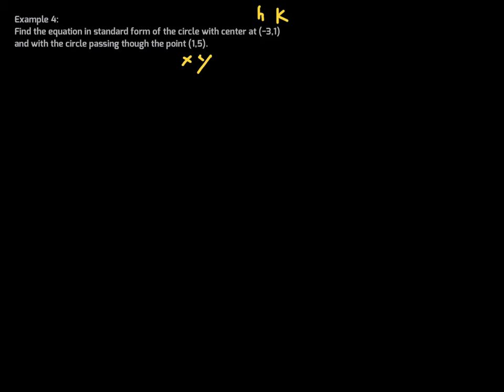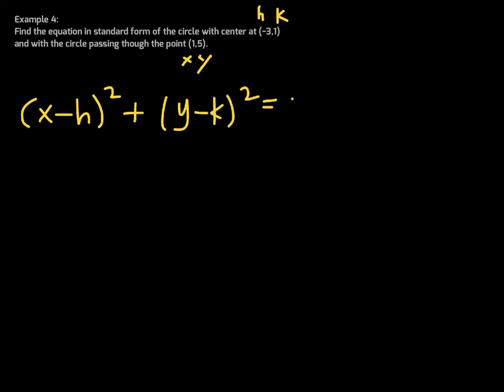All right, so I suggest that our starting point is the same as the previous question. Let's start with standard form for a circle. Okay, this is what they're asking for. Now, what they gave you is h, k, an x, and a y.